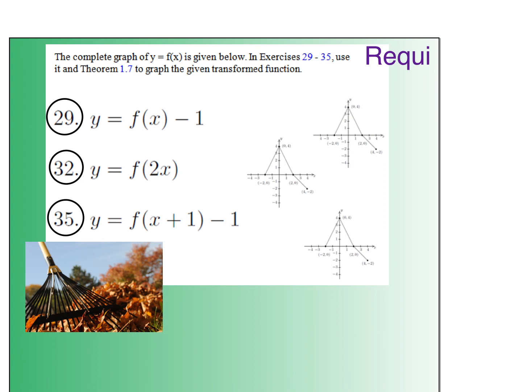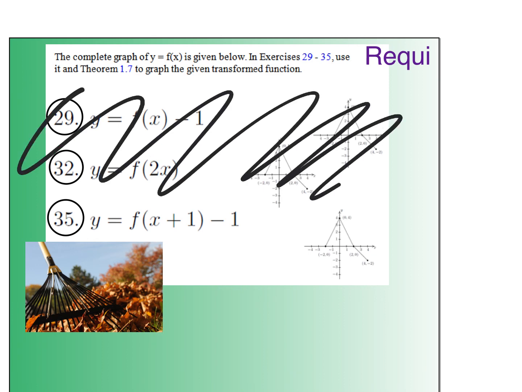And maybe just one last one. These are all identical parent functions, so you only really need one of them. So maybe you should do that last one, number 35. Take that parent function and move it like it says.